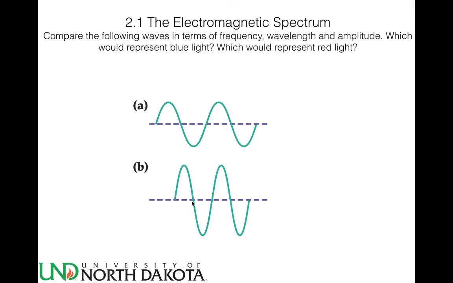Alright, so let's take a look at these 2 waves and describe them in terms of frequency, wavelength, and amplitude. And then we'll discuss which would represent blue light and which would represent red light. Okay, first let's look at the wavelength. We need to make a couple assumptions.